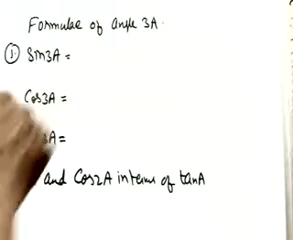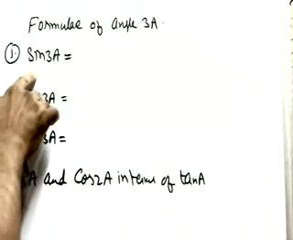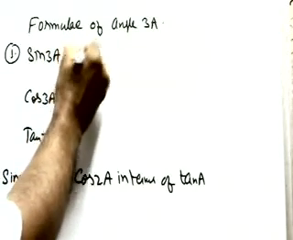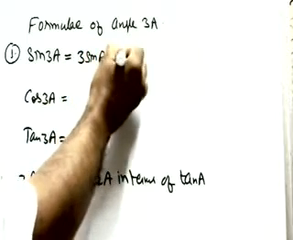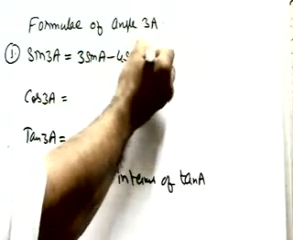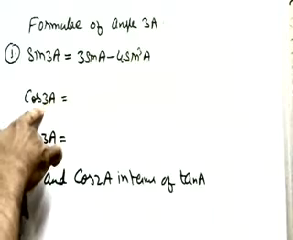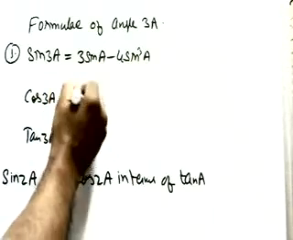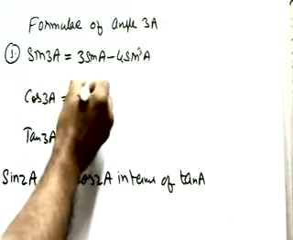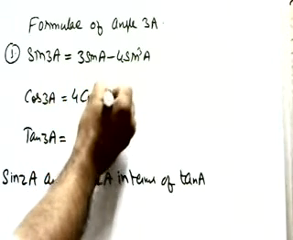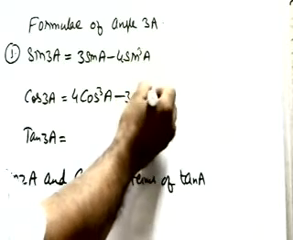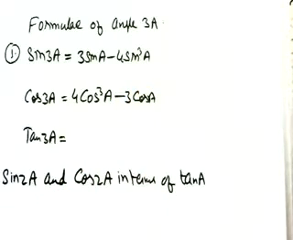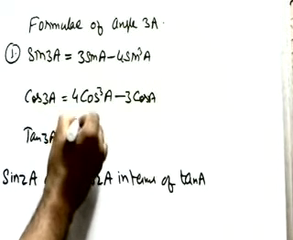Just now we have seen the formulas of 2A. Sometimes in some questions we also have to use the formulas of 3A. So sin 3A is 3 sin A minus 4 sin cube A. To remember cos 3A by heart, it is the reverse: 4 cos cube A minus 3 cos A. So sin 3A is 3 sin A minus 4 sin cube A, and cos 3A will be 4 cos cube A minus 3 cos A.